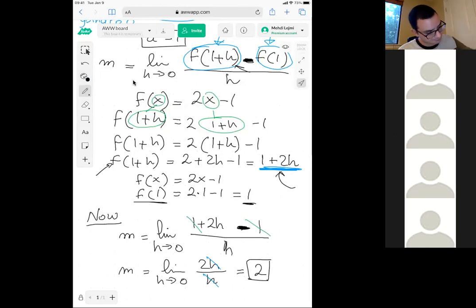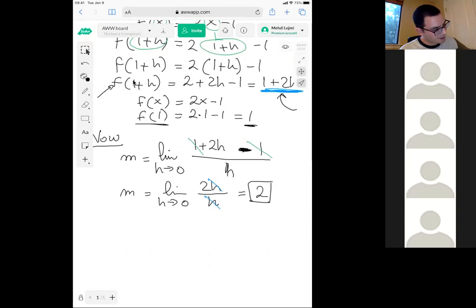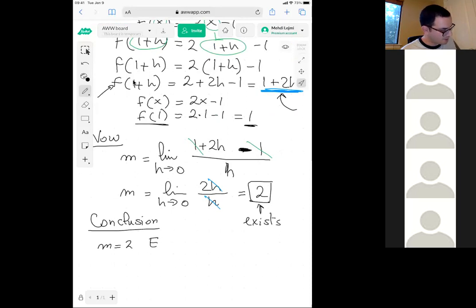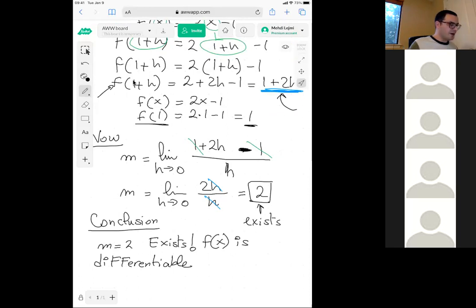So the conclusion is my number m exists, it's equal to 2. So if the number m exists, then we say that f of x is differentiable. Again, differentiable means that the derivative exists.